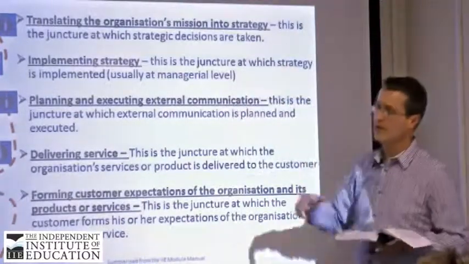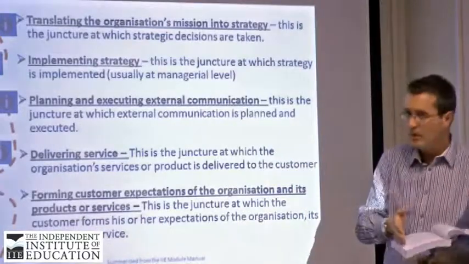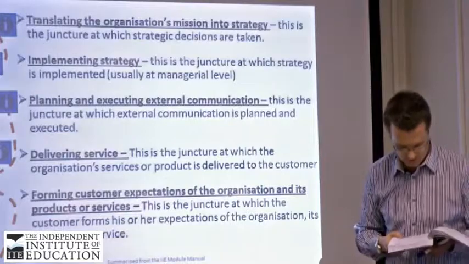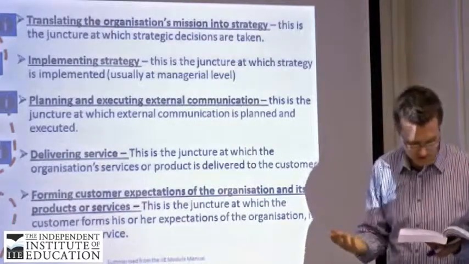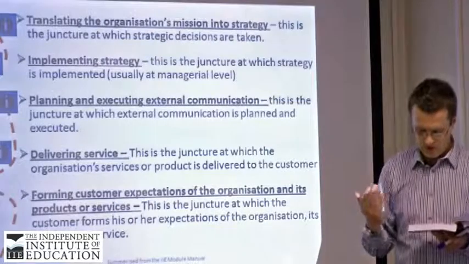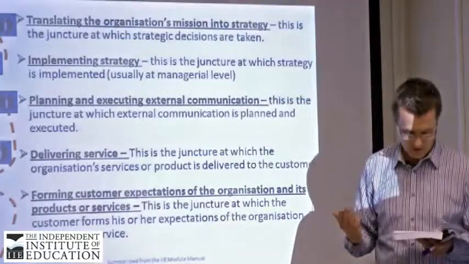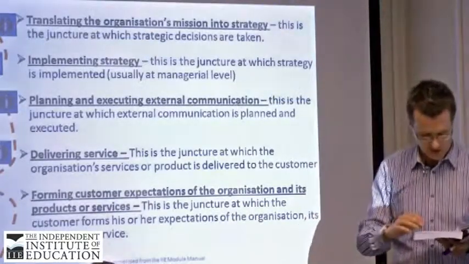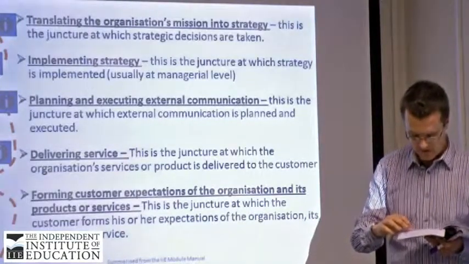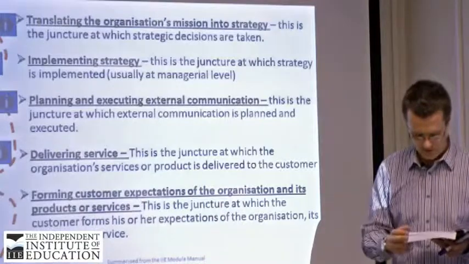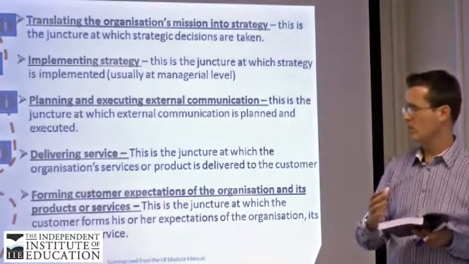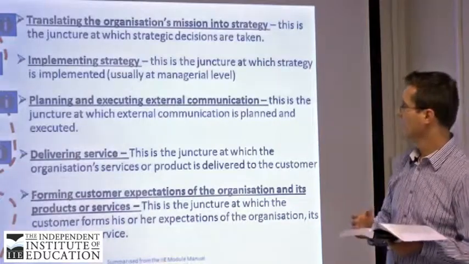Once that's included in our mission, we can implement our strategy. Okay, page 45 at the bottom. They say, this is the location at which strategy is implemented. It usually occurs at managerial level. Managers translate and implement strategy into specific objectives for the different divisions of the organization and to maintain and support the product or service. Okay.